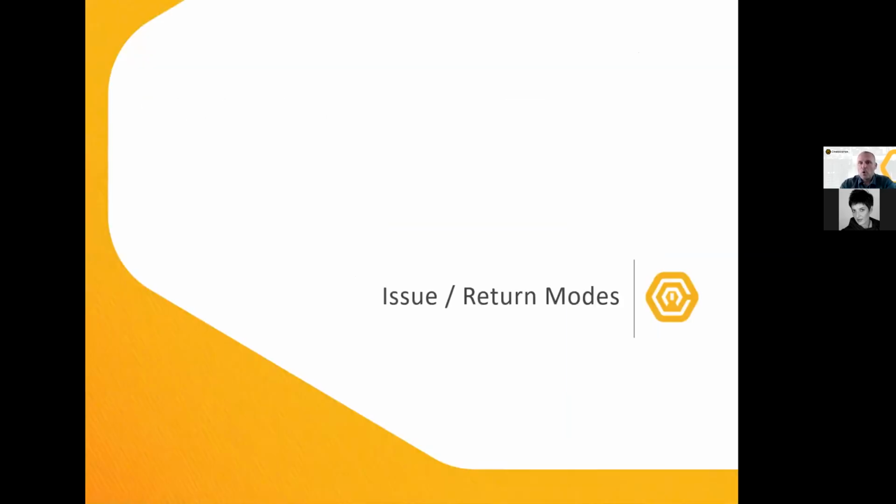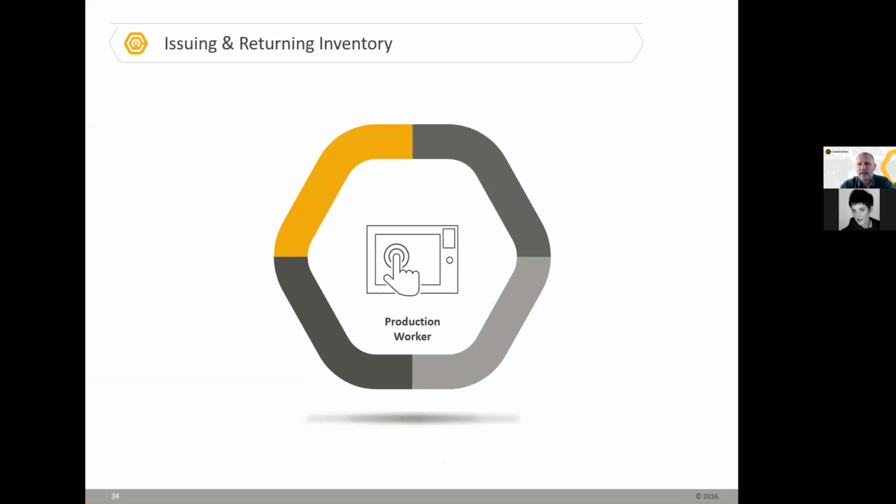The basic modes of the ATR are the issue and return modes, mainly conducted by a production worker, by just issuing and returning, if needed selecting the cost center on the issue screen. The production worker is the one who will mainly do the issue and returning of inventory.